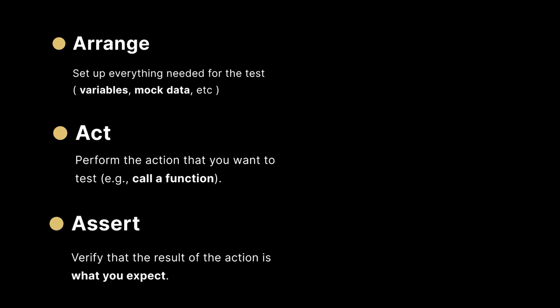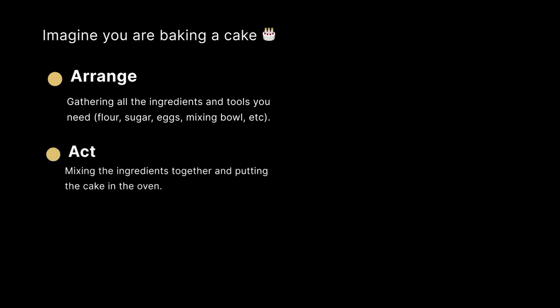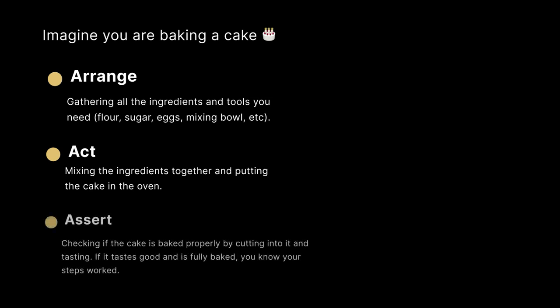So it verifies that the result of the action is what you expect. Let me put that in more simple words. Imagine you are baking a cake. In the arrange part, you are gathering all the ingredients and tools you need, for example the flour, sugar, eggs, mixing bowl, etc. And in the act phase, you are mixing those ingredients together and putting the cake in the oven. And then finally we have the assert.